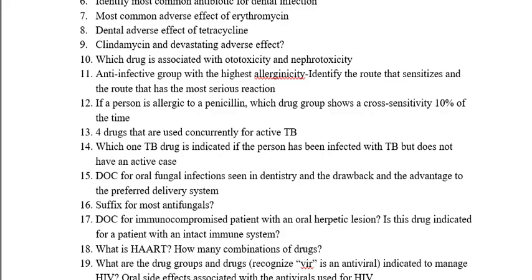And recognize that VIR is an antiviral. You don't need to know like AZT, all the different antivirals for HIV. There's so many of them, it would be almost impossible to know them all. So I just want you to know the groups, protease inhibitors. And so protease inhibitors are probably the drugs that are the most important in HAART.